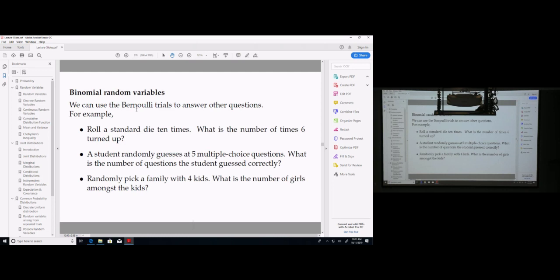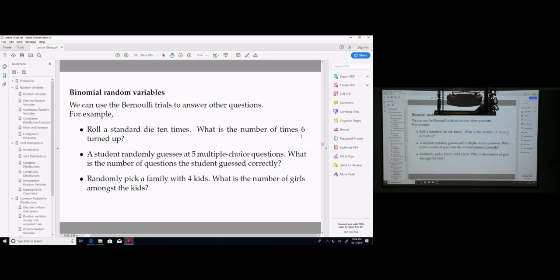All right. So roll a standard die 10 times. Assume that you roll rigorously, so that suppose at the 5th roll, it would be independent of the first 4 rolls. This is a basic assumption. And what is the number of times 6 turns up? Each roll, I think of a success when I get a 6, and when I get a 1 to 5, I think of it as a failure.